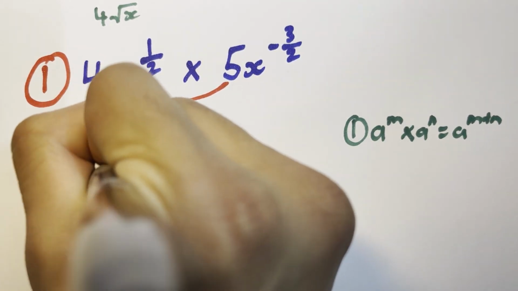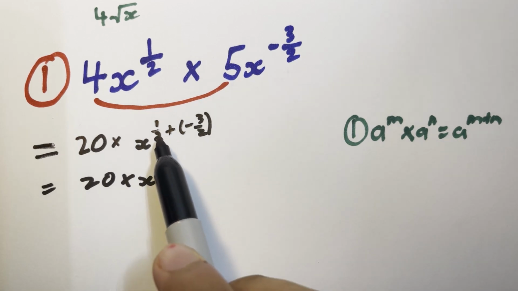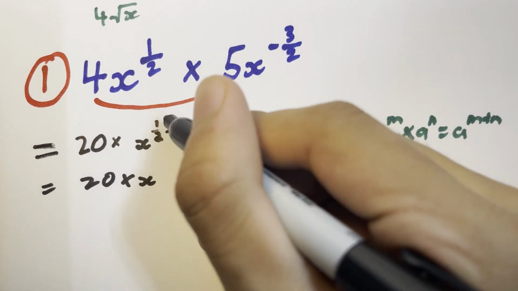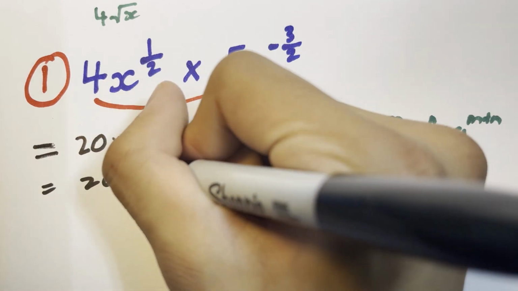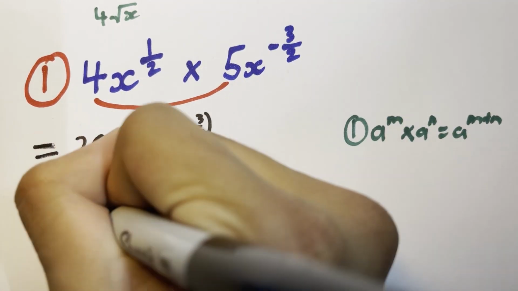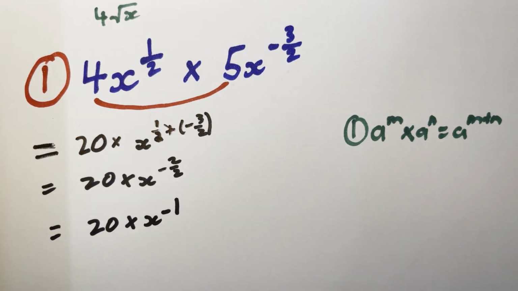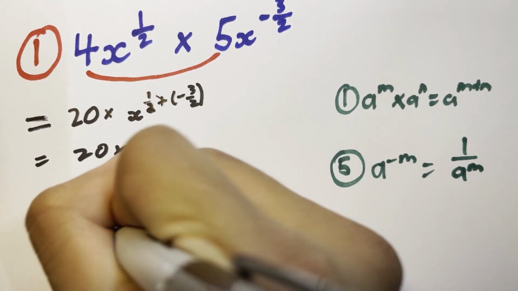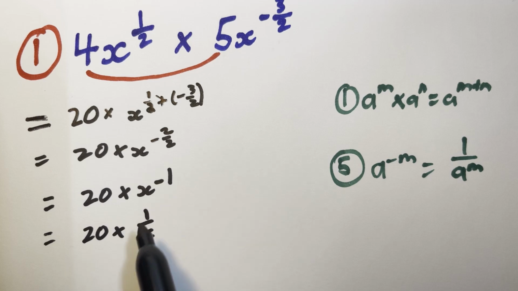You can rewrite this as 20 multiplied by x, and then work out 1/2 plus minus 3 over 2. Since we're adding a negative number, this is the same as subtracting. So this is the same as 1/2 minus 3 over 2, which is equal to minus 2 over 2. And then simplified further, we can rewrite this as 20 times x to the minus 1. Now thinking back to rule number 5, we can rewrite this as 20 times 1 over x. Since our exponent is minus 1, this can be rewritten as 1 over x to the power of 1, which is really just 1 over x.